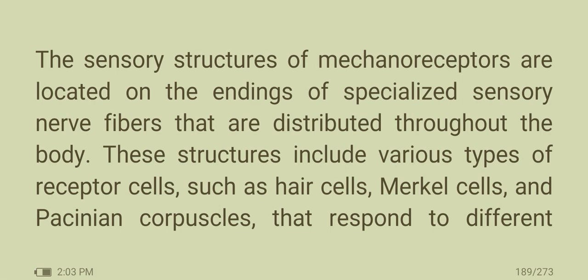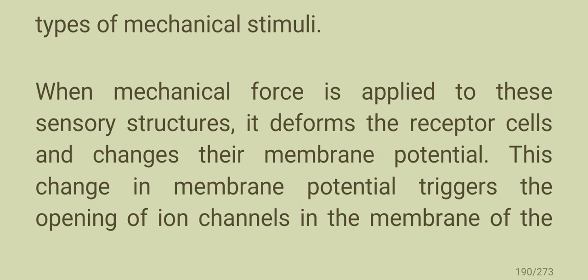So the sensory structures of mechanoreceptors are located in the endings of specialized sensory nerve fibers that are distributed throughout the body. The structures include various types of receptor cells such as hair cells, Merkel cells, and Pacinian corpuscles, which respond to different types of mechanical stimuli.